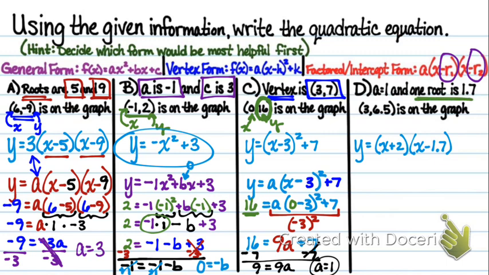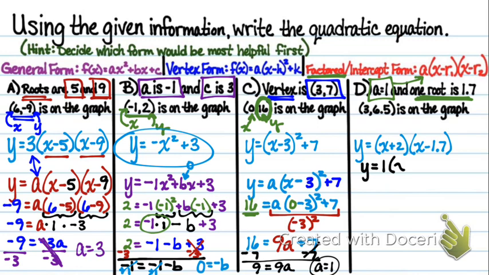They told me a root here. Whenever they tell me a root, what form do I want to be using? Factored form. When they give me roots, I want to go with factored form. Factored form has an a value, but they told me that a value, right? So just using what they gave me, I would have y equals 1.